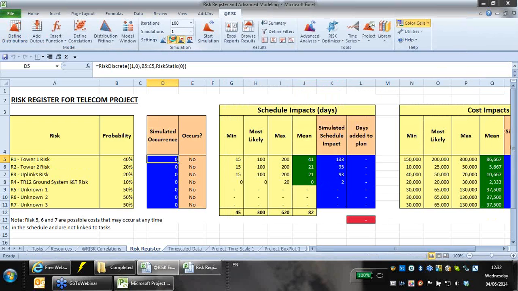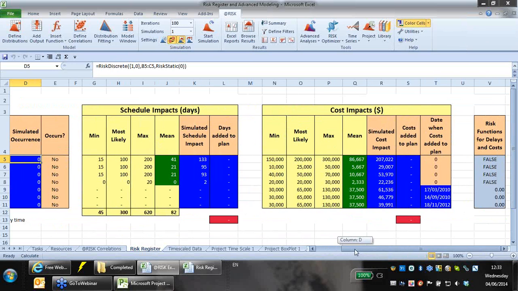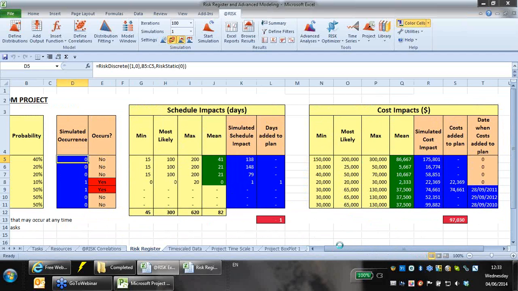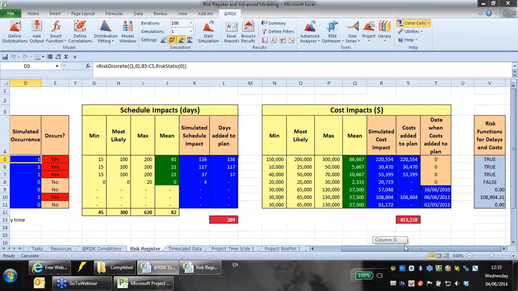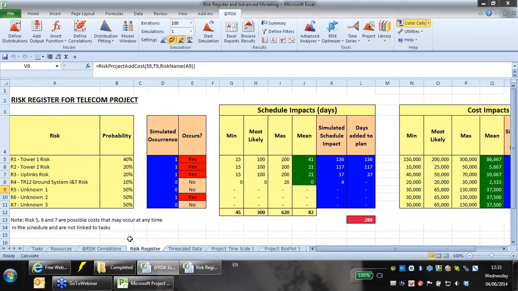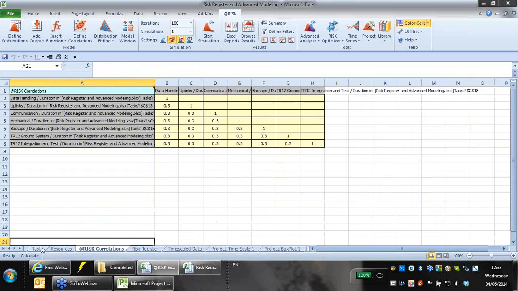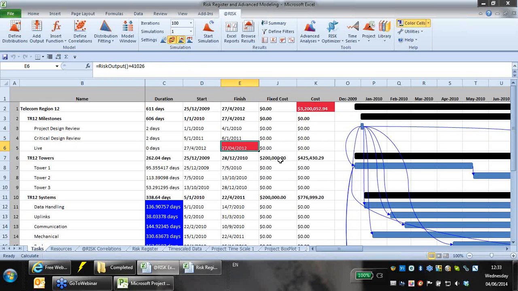If they occur, they either add time to our schedule, or they add cost. And so we're simulating different risks occurring. They then get added into the project using some of these new At-Risk project add delay functions or add cost functions, and they get calculated into our model as well. So we've applied a risk register to our model.